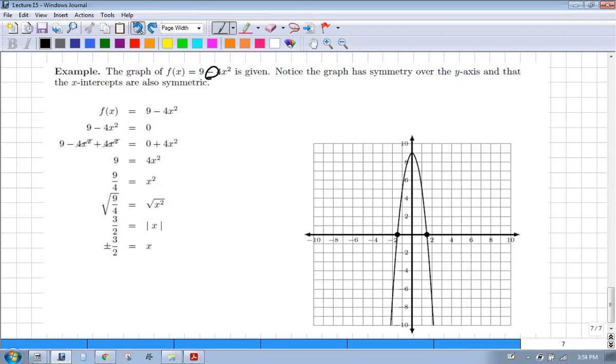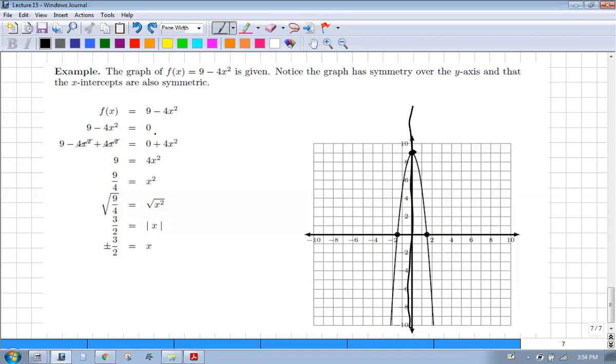This minus sign flipped it upside down. And then this 9 shifted it up 9. So those are the 3 things that have been done to x squared to end up with this. But notice you're still symmetric right down the middle. Your vertex is on the y-axis. All right, and because of that, you can use the root method. There's no b in there, just an a and a c.